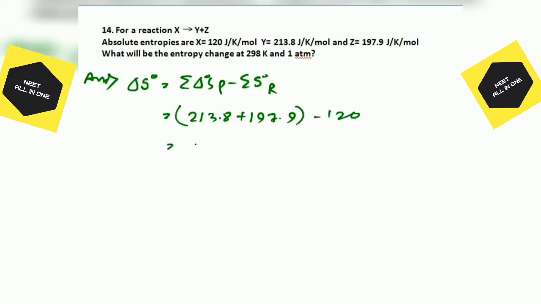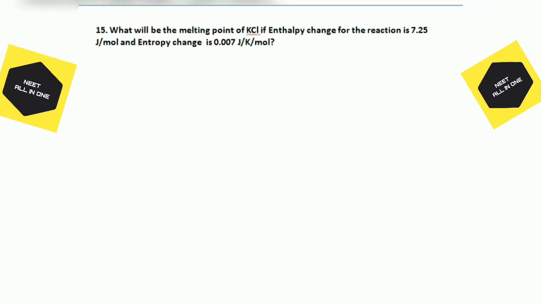So the value that comes is 291.7 joule per Kelvin, right? So that's how we deduce this. So question number 14 is done. Let's see question number 15 here.